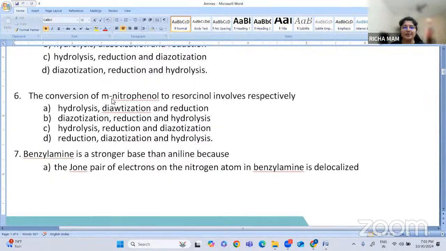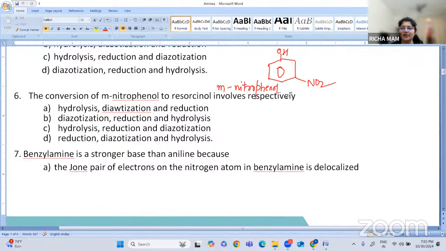The conversion of meta-nitrophenol to resorcinol involves which steps? One more reaction they have given, meta-nitrophenol. What do we mean by meta-nitro? This is the structure of phenol, and with respect to phenol, this is the nitro group. So this is meta-nitrophenol: at the meta position you have your nitro group, and the parent compound is phenol.